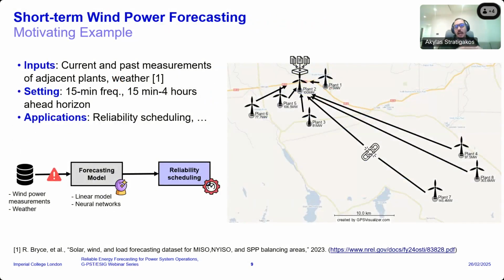As a motivating and guiding example here, we have the case of short-term wind power forecasting, which is quite common. We have a fleet of wind power plants, and our goal is to generate production forecasts in a very short-term horizon from 15 minutes to 4 hours ahead. This is typically used, for instance, for reliability scheduling algorithms. We assume that our input is current and past production measurements from adjacent plants and potential information about the weather in the following hours. And this is the input into a model which could be a simple linear model, or it could be something more complex like a neural network. We're going to explore here what may happen if we have an equipment failure and we don't get the latest measurements.